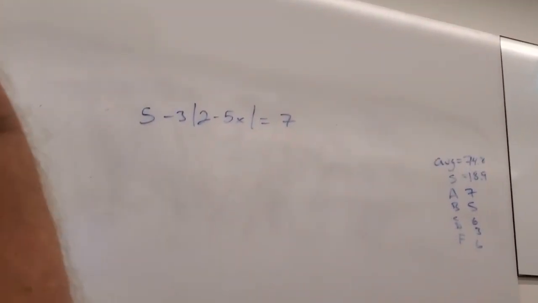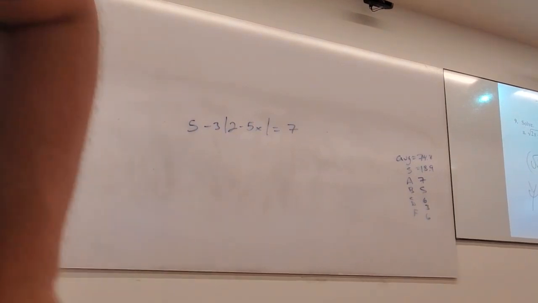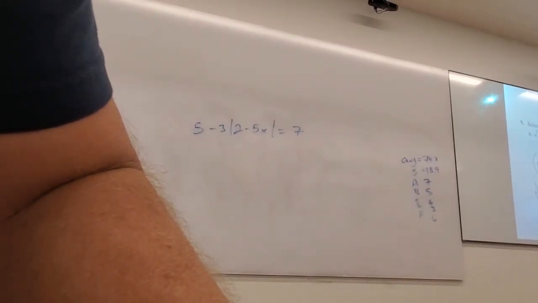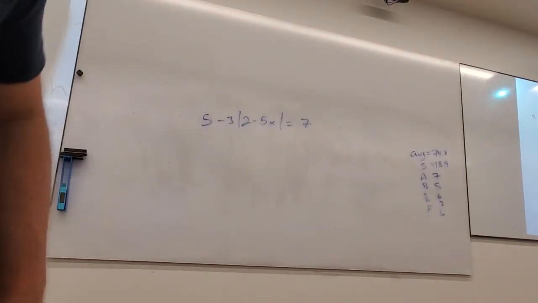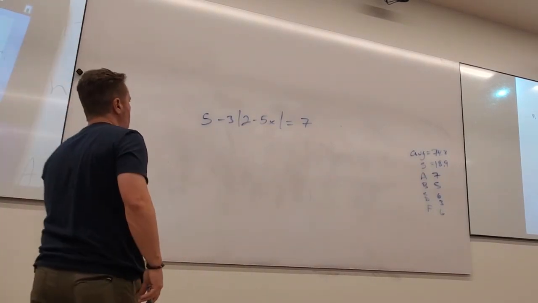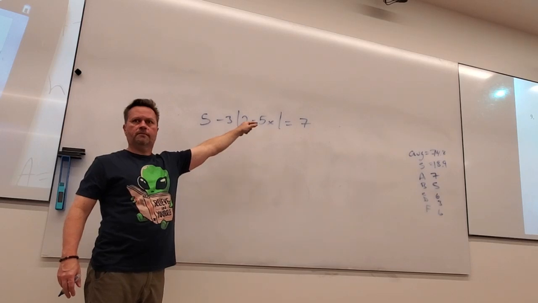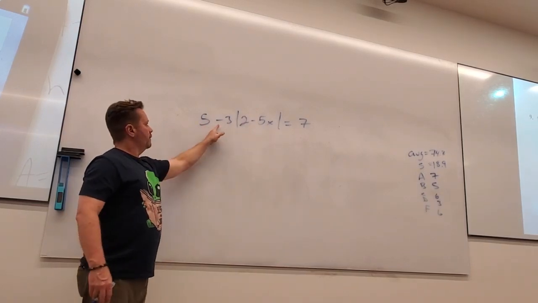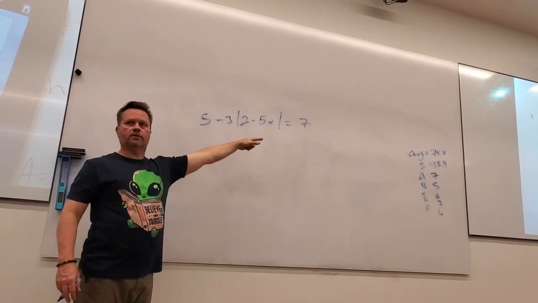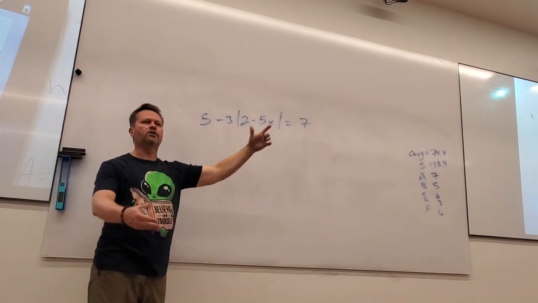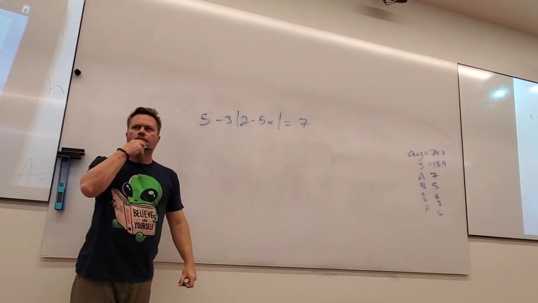What does order of operations say comes last? Addition, subtraction, yeah. Isn't this 3 involved in a multiplication problem? So there's no way you can make 5 minus 3 become 2, because there isn't a 3. There's a 3 times stuff, and I don't know what that is, right?